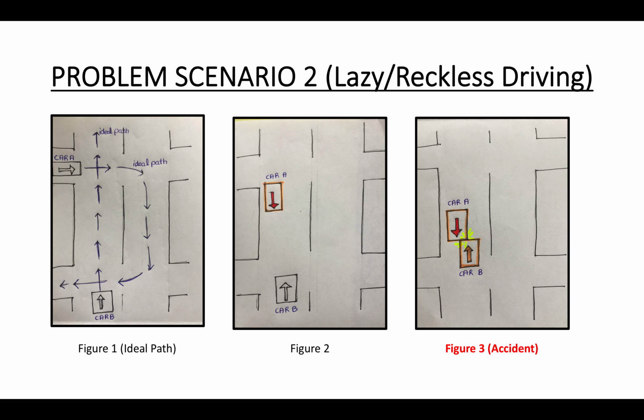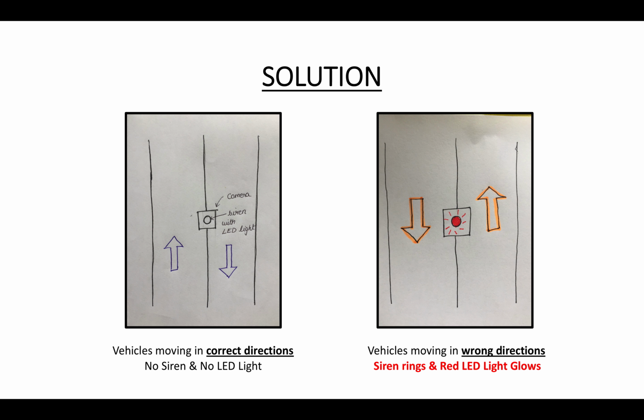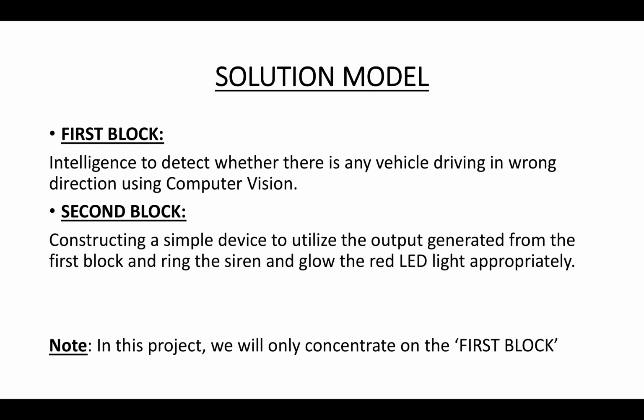The solution to these problems is to set up a camera, a siren, and an LED light in the middle of the road, and to ring the siren and glow the LED light whenever the camera detects a wrong direction driving vehicle on either or both sides of the road. The solution model has two blocks. The first block is computer vision, where we detect any vehicle driving in the wrong direction. The second block takes the input from the first block and rings the siren or glows the LED light appropriately.